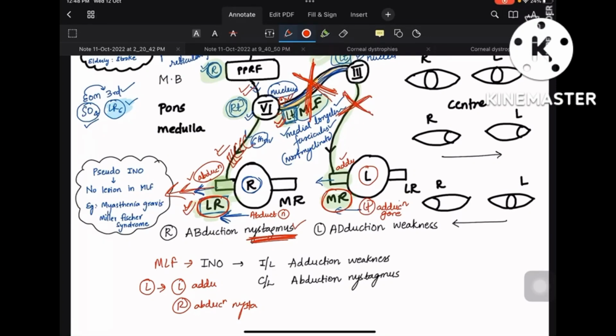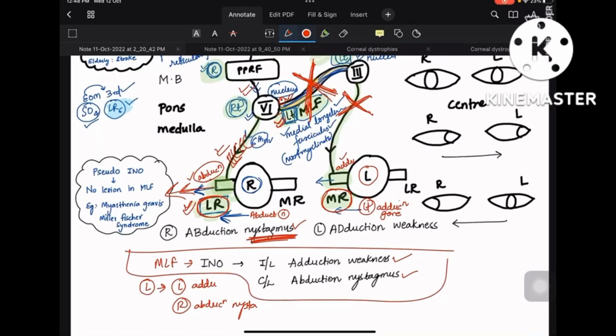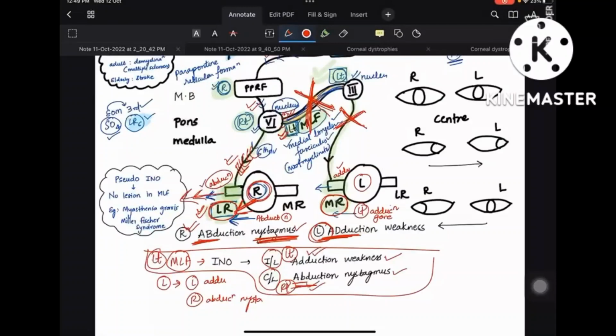So whenever they ask you about INO, they usually ask which side adduction weakness is seen and which side abduction nystagmus is seen. So I have summarized it in one single point for you. Whenever an MLF lesion is seen, it causes ipsilateral adduction weakness and contralateral abduction nystagmus. In our example, that was left MLF, which causes ipsilateral, that means left-sided, adduction weakness, and contralateral, that is right-sided, abduction nystagmus. See, right LR is functioning, right? So right-sided abduction nystagmus is seen in left MLF lesions. I think I have explained the pathway in a neat manner. I hope you understood this.